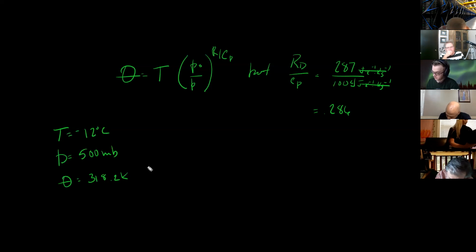Okay. So once you get to this stage, it's just plug and chug, huh? Yeah, and 1,000 divided by 500 is 2. So it's 2 to the 0.286 times 261, 318.2 Kelvin. How easy is that? It's actually really easy once it's down to the point where you can just put numbers in.